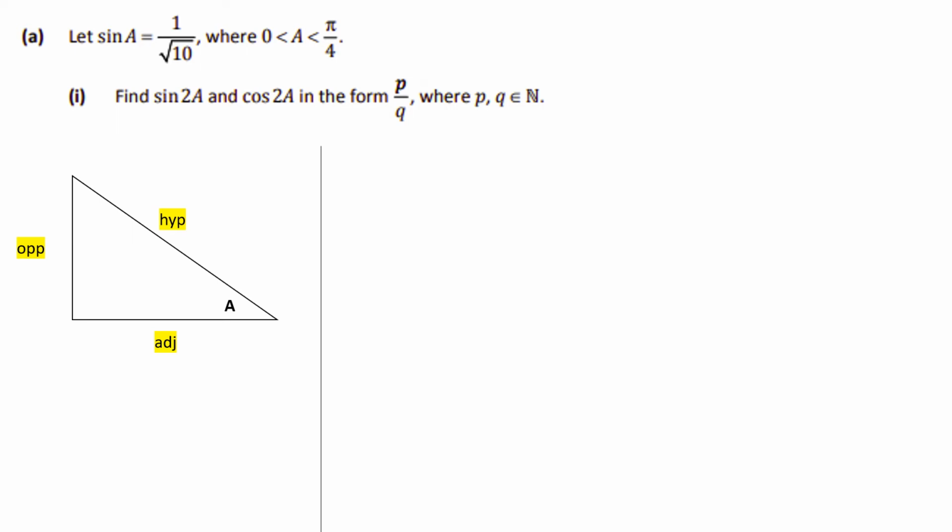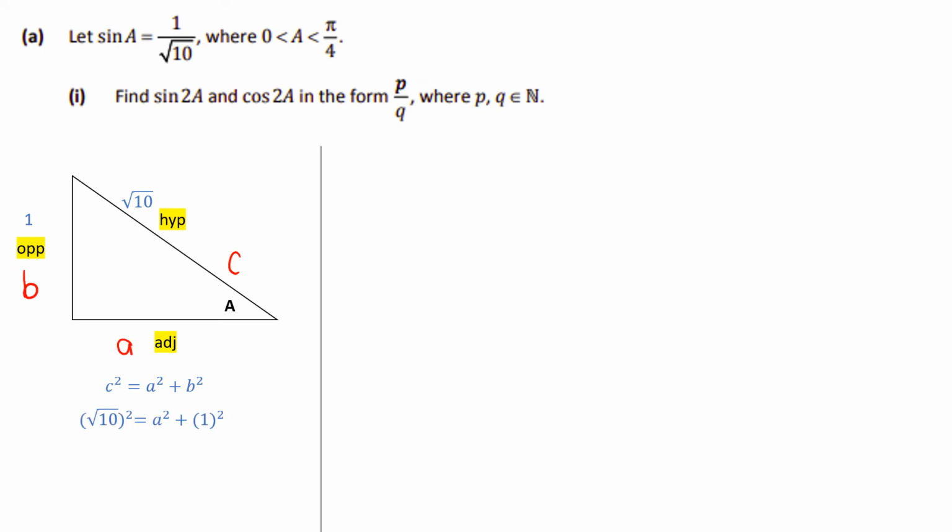So based off that 1 over root 10, opposite is 1, hypotenuse is root 10. I can now use Pythagoras to find my missing side. So c squared equals a squared plus b squared. Here is my c squared. It doesn't really matter. I'll call this c, I'll call this a and that b.